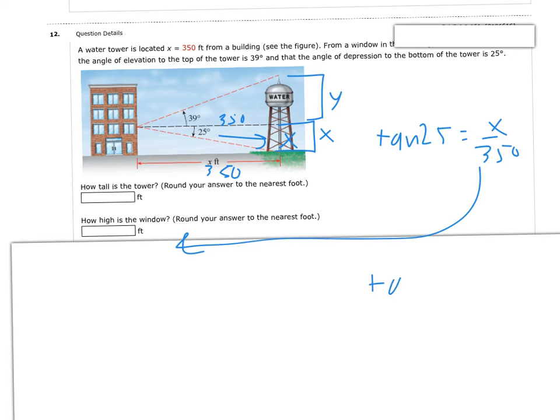And then I could also say that tan 39 equals y over 350. And that's not going to give me my answer. So this one will be x according to my picture. But the tower is actually x plus y tall, so you have to get those two answers and add them together.